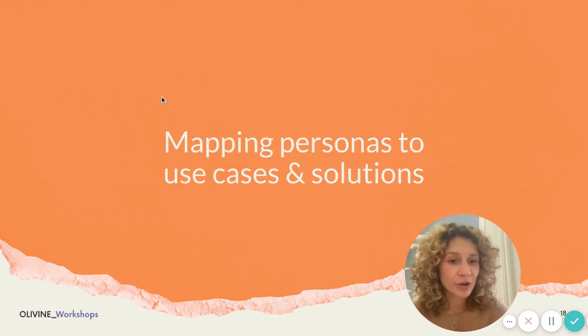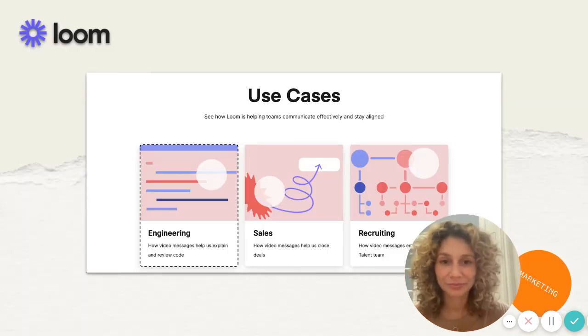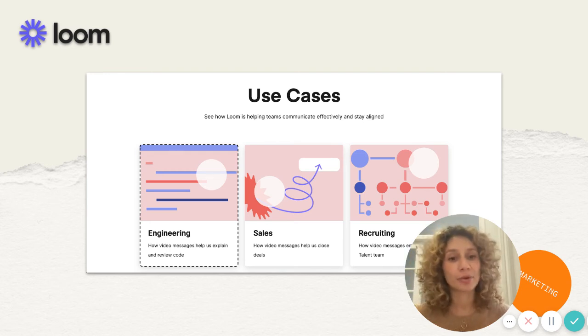So this is our example of how Loom has actually used personas. Let's take a look here, and then we'll leave it to you to go create these on your own. You can see here we've got the Loom brand, and they have 3 different use cases listed here. They have engineering, sales, and recruiting. And this is on their website. So these are 3 personas that they're actually speaking to, and it's clear that they've done some persona work.